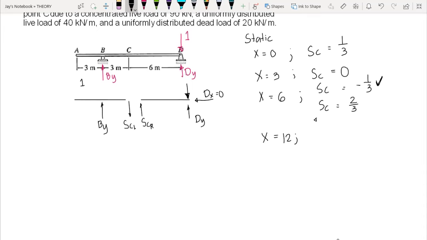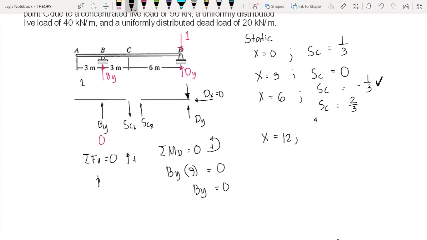So in this case, we need to compute first the reaction, so we can sum up moment at D is equal to 0, counterclockwise positive. So we have By times 9, and this equals to 0. So we have By is automatically equal to 0. And then if we sum up force vertical, all forces upward, we have By plus Dy minus 1 is equal to 0, but we know By is 0. So therefore, we can say that Dy is equal to 1. So we have Dy here equal to 1 and By equals to 0.